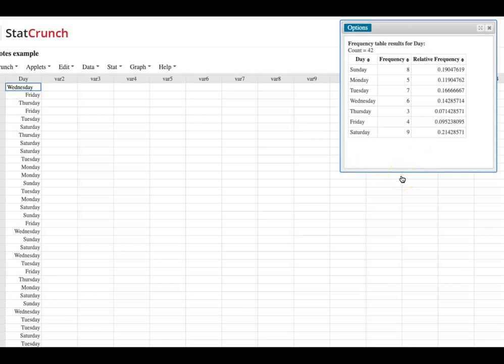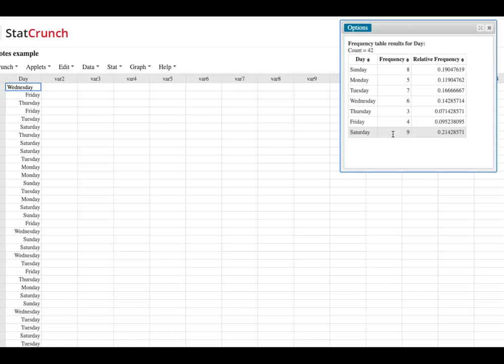Obviously, you want to have the most drivers available on the day where the most people are ordering. So I look at my frequency and I'm looking for the highest count, which in this case, it's close. But Saturday has the highest count, closely followed by Sunday. So our answer to part B would be Saturday.